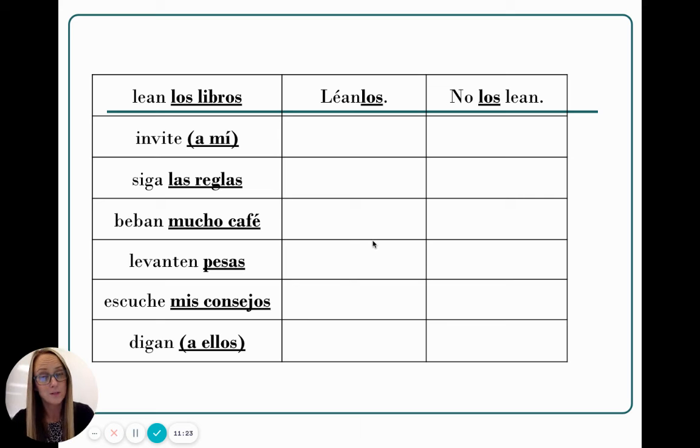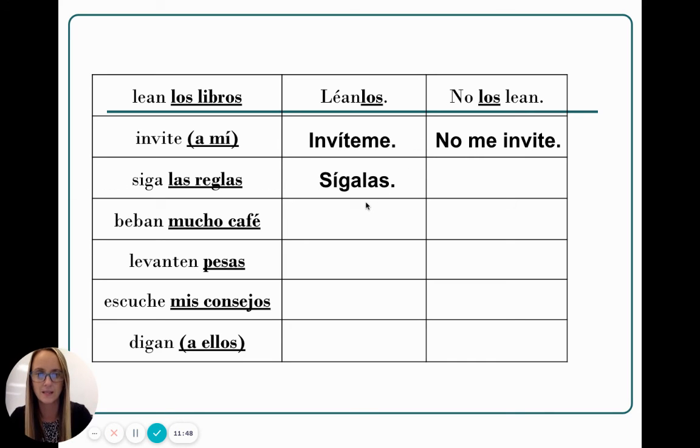Now maybe you've unpaused the video if you chose to pause it, so here's what you should have come up with. Invite me, don't invite me. Remember, we count back 3 is what we had talked about with the accent. So if the word was invite, we need it to stay invíteme. So we count back 3 syllables from the end. Uno, dos, tres, invíteme. And we'll practice more in class. Follow them, sígalas. Don't follow them, no las siga.